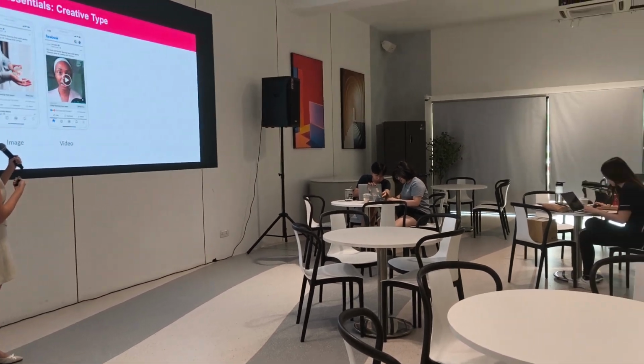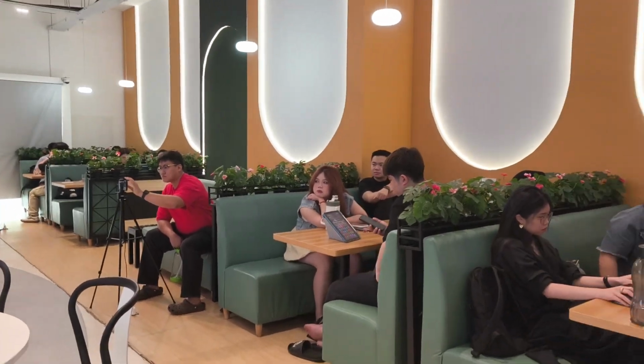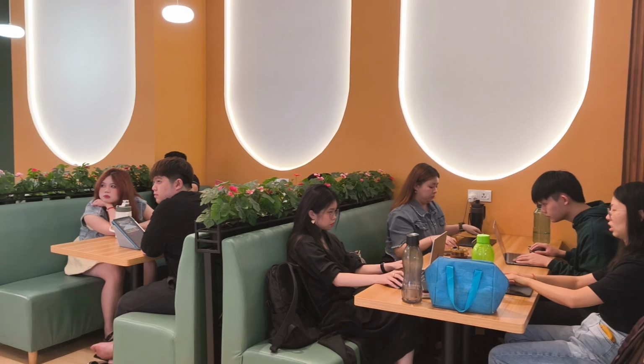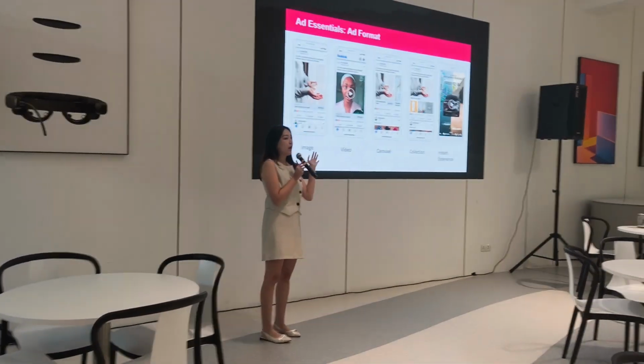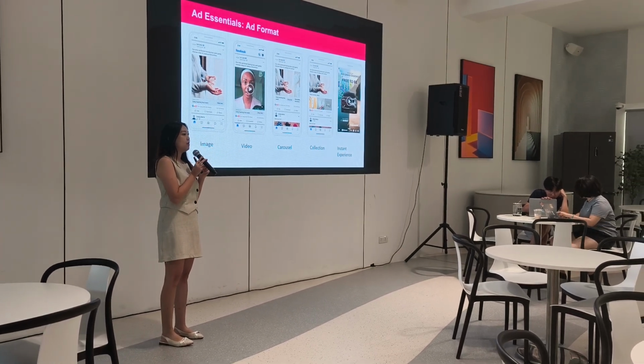That's the two big types of creative. And with the creative type, we can actually make it into different formats. So apart from the pure image and also pure video, we do have carousel. For carousel, you can actually upload multiple images in a scrollable format.